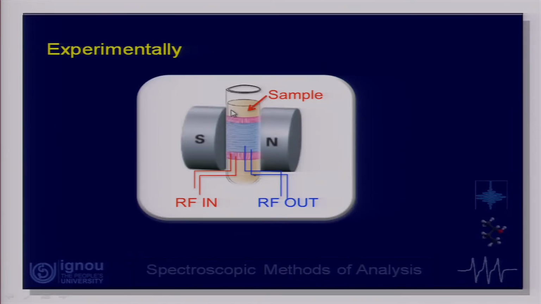And in terms of experimentation, basically what we do is, we take the sample here, put it into a magnetic field there, and then you give some kind of energy input in terms of a radio frequency which is getting in there, and RF output is taken there, and that is how this is actually experimentally performed over there. Okay.